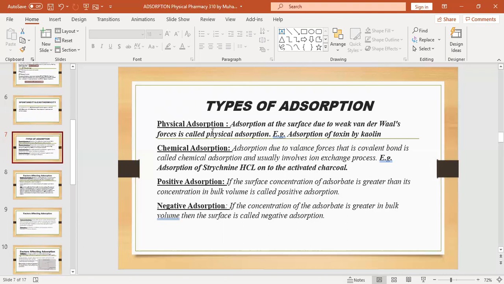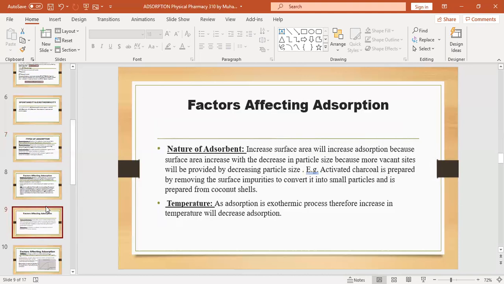Students, you must have a clear distinction between physical and chemical adsorption. There are a few points which need to be considered: physical adsorption is a reversible phenomenon, while chemical adsorption is not reversible. Physical adsorption occurs very quickly, while chemical adsorption requires some time. By positive adsorption we mean that the concentration of adsorbate is greater on the surface of the adsorbent and less in the bulk volume, and the opposite of this is called negative adsorption.